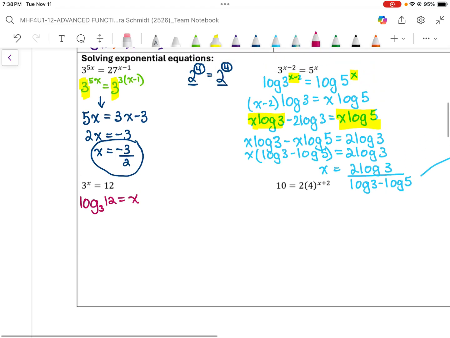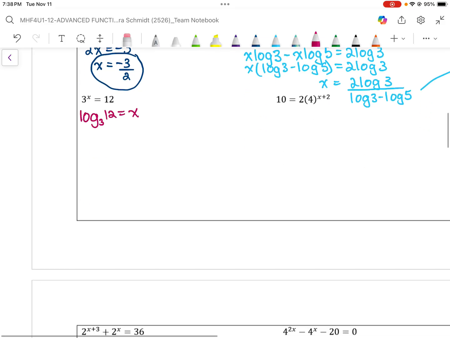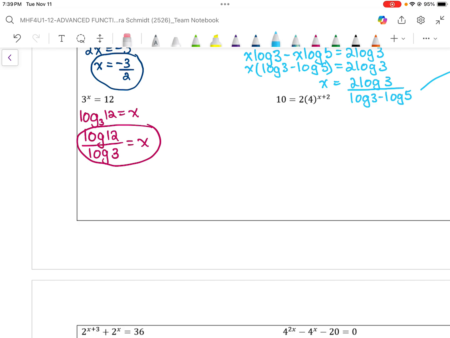It would also work if you did it the same as this question, where you take the log of both sides. That would work too. And then I'm going to use the change of base formula to solve this. I'm going to say log 12 divided by log 3 is equal to x. And then you can divide that using your calculator. But I'm not going to. You can also just leave it. Okay, next question.